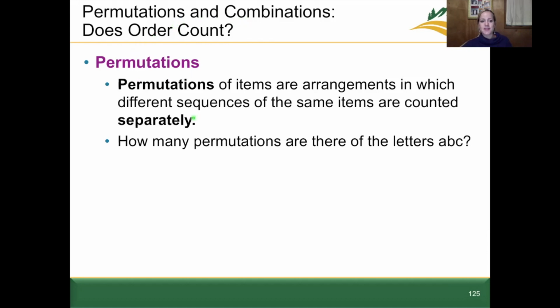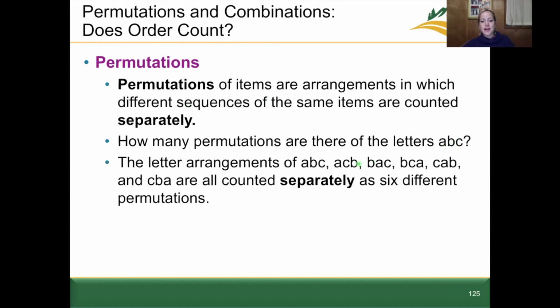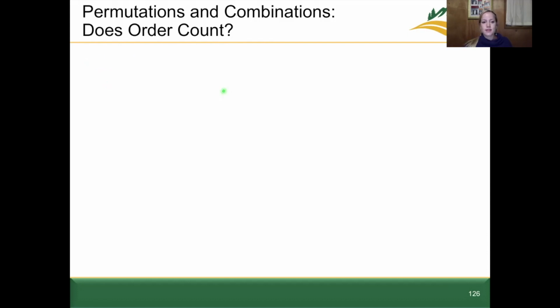Keep in mind this definition of permutations. This is where different sequences of the same items are counted as separate. So here to rearrange A, B, and C into all the different permutations, well, we could say A, B, C, A, C, B, B, A, C, B, C, A, C, A, B, and C, B, A. We're counting all these out, and now we know there are 6 different permutations of these letters A, B, and C.